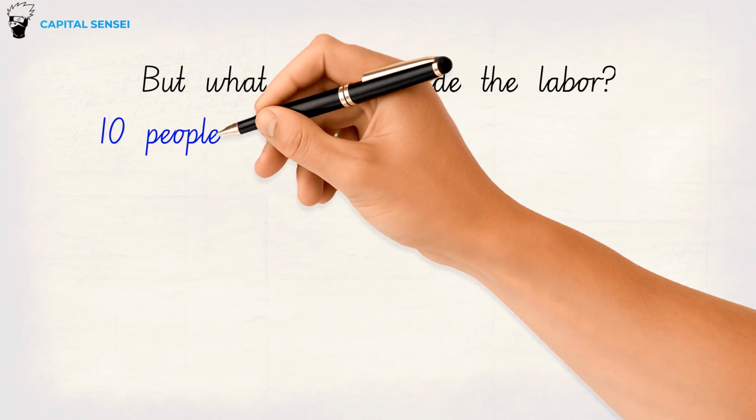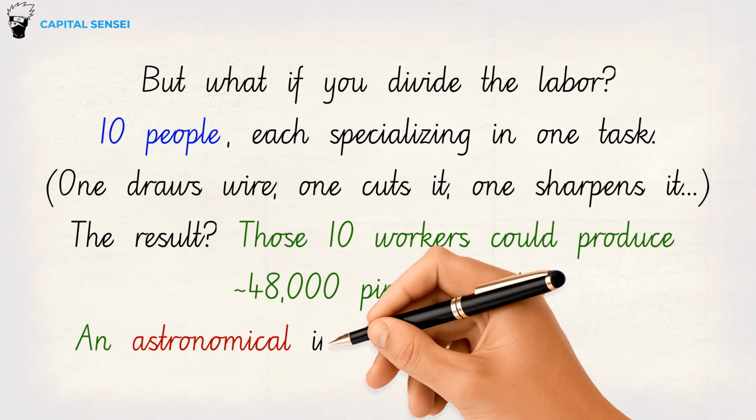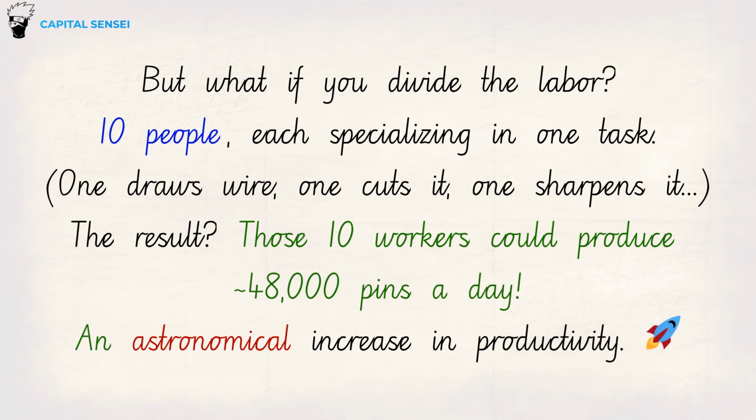But Smith says, what if you take 10 people and divide the labor? One person just draws the wire. A second person just straightens it. A third person just cuts it. A fourth just sharpens the point, and so on. Each worker becomes a specialist in one tiny part of the process. The result? Those 10 workers, instead of making maybe 10 pins a day combined, could now produce something like 48,000 pins in a single day. That's an astronomical increase in productivity. It's not just a little better, it's a completely different scale of production.